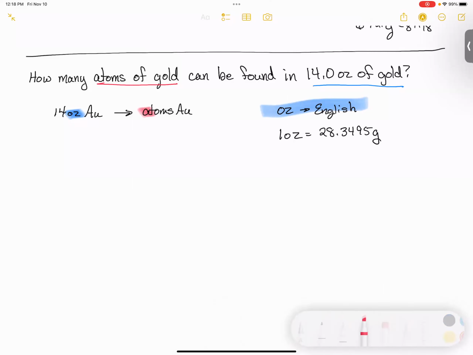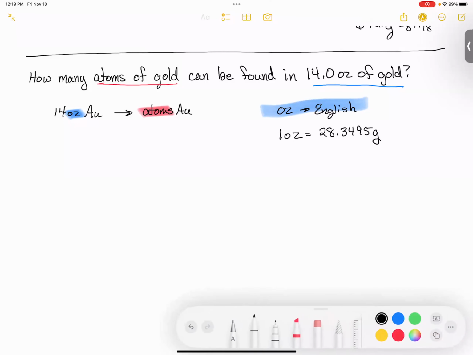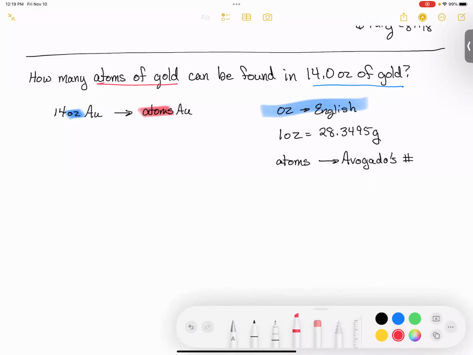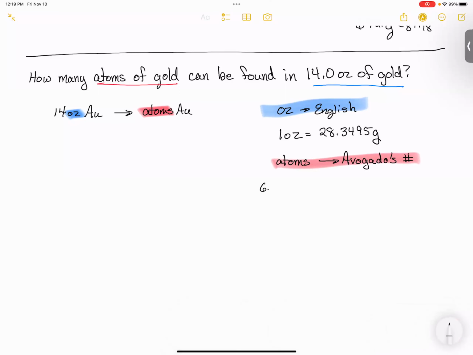Next, I see the term atoms. And anytime I have atoms, I automatically think of Avogadro's number. Because anytime I have atoms, molecules, or ions, I'm going to go to Avogadro's number. And Avogadro's number is always 6.022 times 10 to the 23rd of something, which in this case is atoms of gold, is equal to 1 mole of that something, in this case gold.